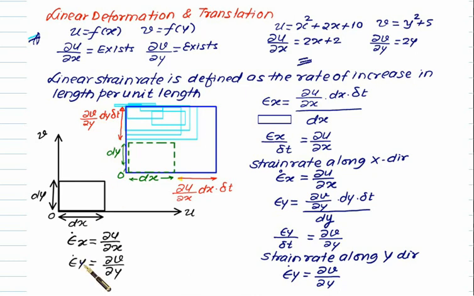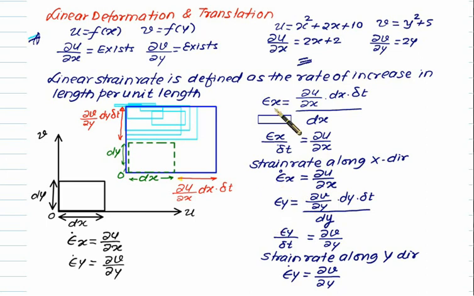This time we define the strain along the x direction and y direction. The strain along the x direction is defined as the change in dimension, that is del u by del x into dx into delta t, divided by the original dimension dx. So dx and dx will cancel here, and in that case we have the strain rate, epsilon x divided by delta t, called the strain rate along the x direction, which is simply del u by del x. So del u by del x represents the rate of strain along the x direction.